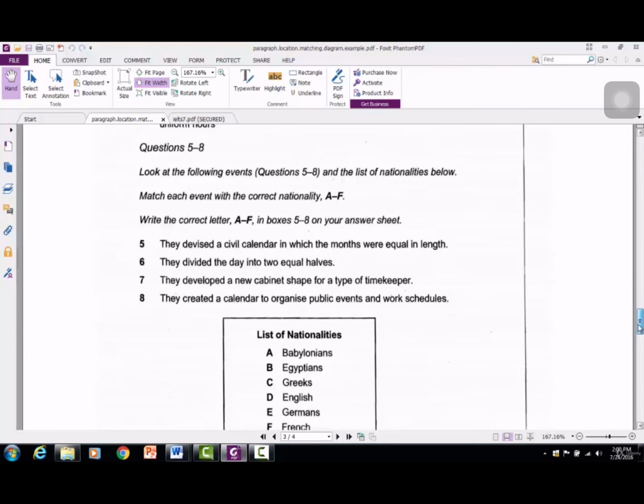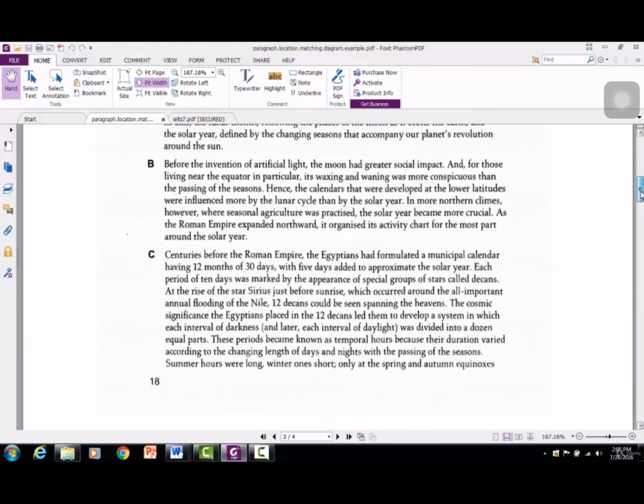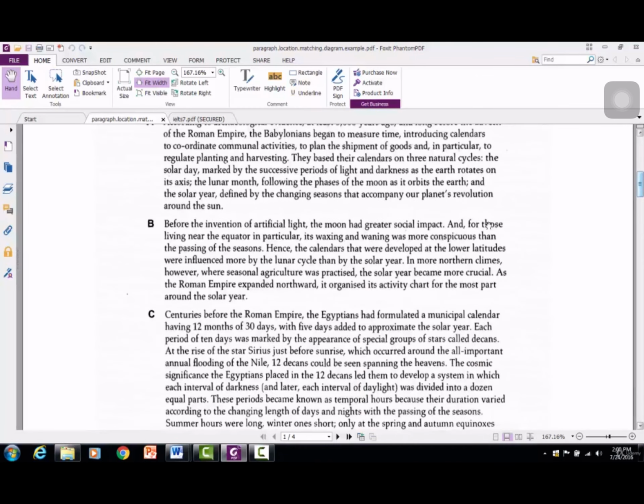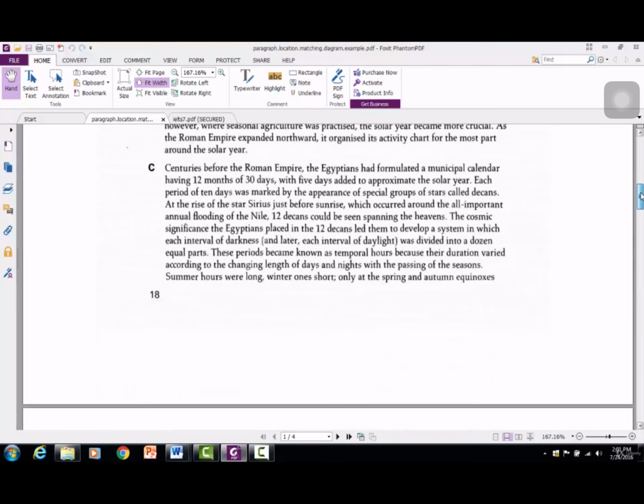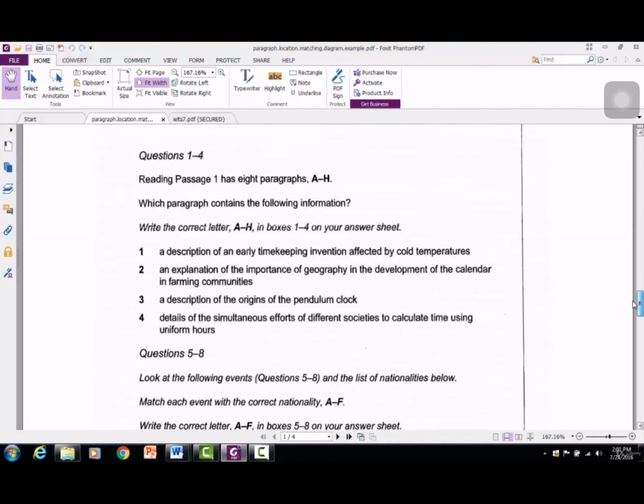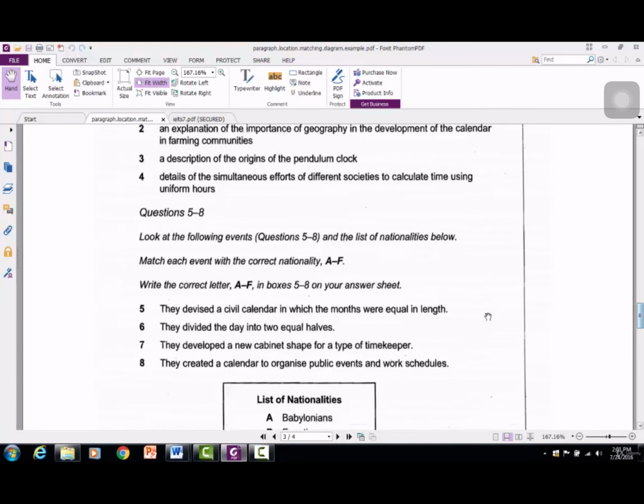Let's go look for Egyptians. Here are Egyptians right here. The Egyptians had formulated a municipal calendar having 12 months of 30 days. Okay, and we can see that's a match for this one: civil calendar in which the months were equal in length. So number 5 would be A.